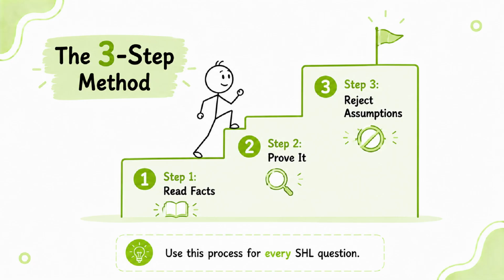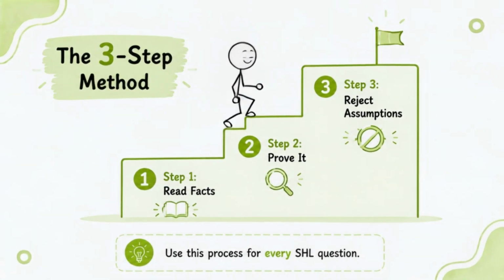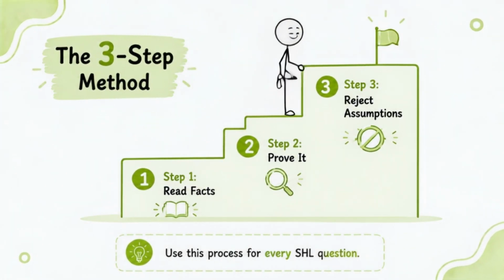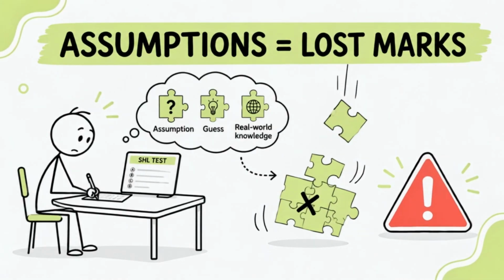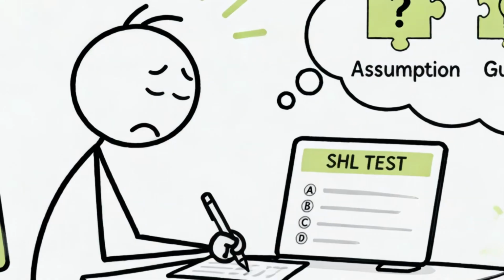Here's a simple 3-step method whenever you answer a deductive reasoning question. Step 1. Read only what is written. Ignore real-world knowledge. Step 2. Ask yourself, what can I prove with certainty? Step 3. Reject any answer that requires assumptions. If you have to assume something, the answer is usually wrong.